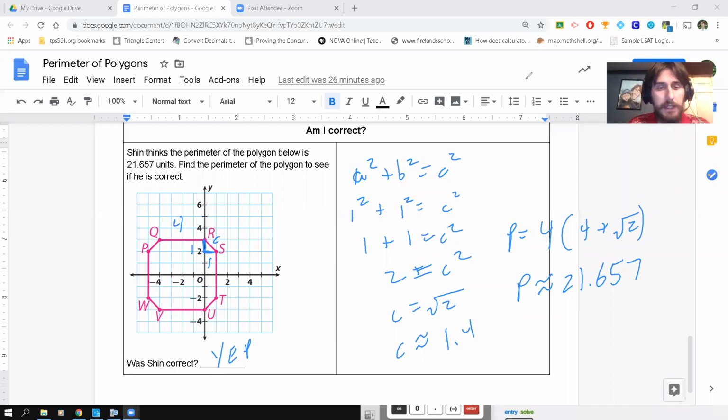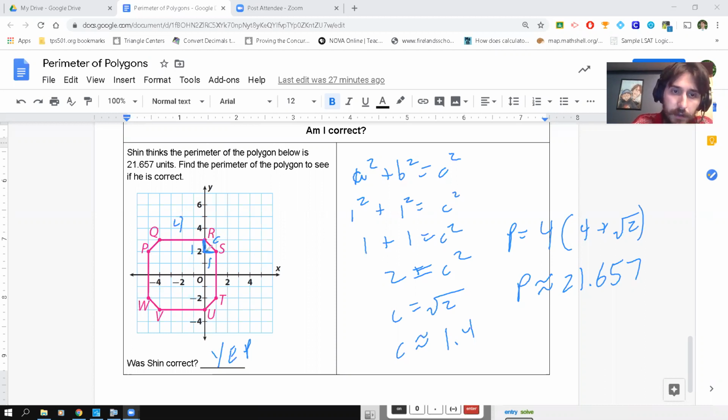Okay, hopefully you got that Shin was correct. And here's the trick that you can use to solve a problem like this. When you notice there's symmetry here, you can just count that the top one here is 4. To find this diagonal, this time I decided to use the Pythagorean theorem.